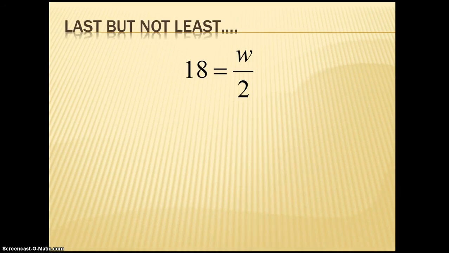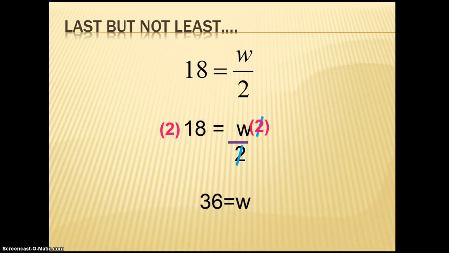Last but not least, let's look at it this way. It's a little backwards, but it's the same thing. We're still trying to get the number away from the w. Multiply both sides by 2. The 2s cancel out. And then 18 times 2 is 36 equals w. Pretty simple.